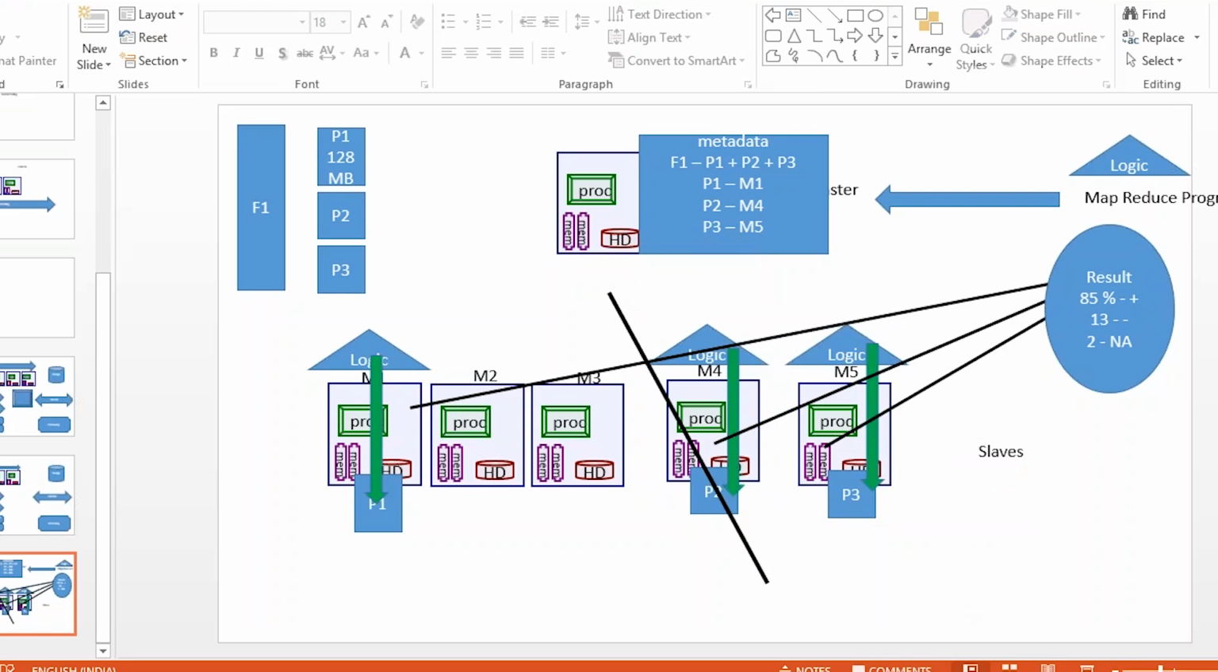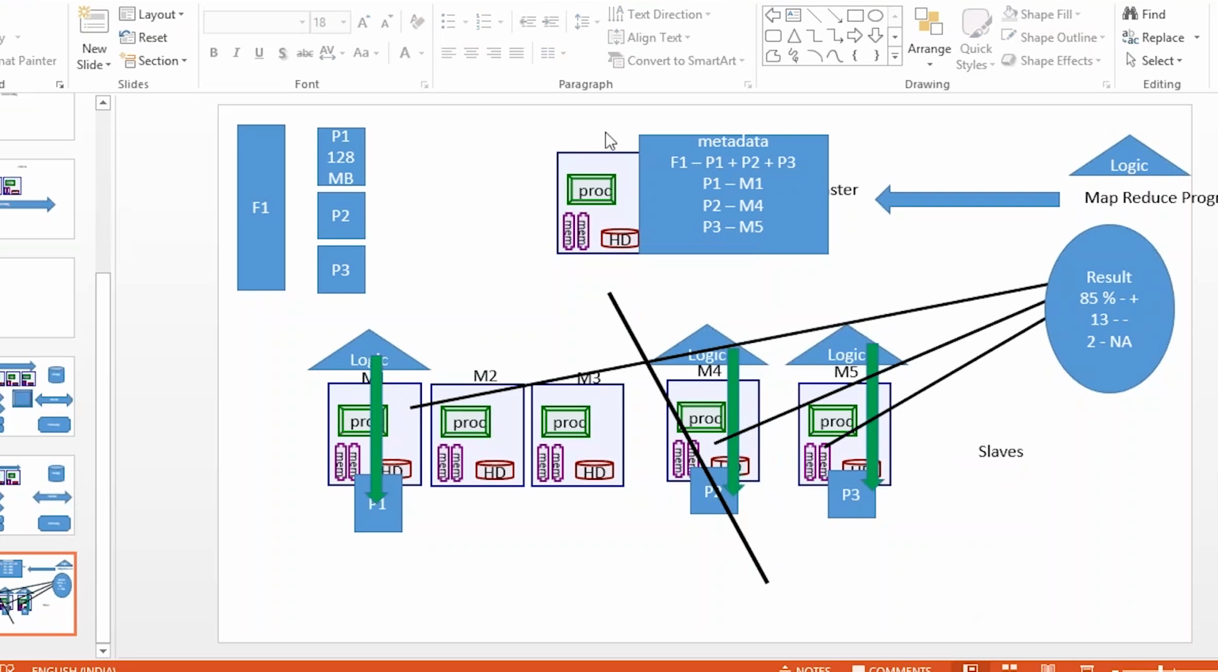Now, the logic we will be writing using Java programming. Within the framework, it gives me a methodology called MapReduce to solve this particular problem. It's called MapReduce programming, and we will be using the Java language here.